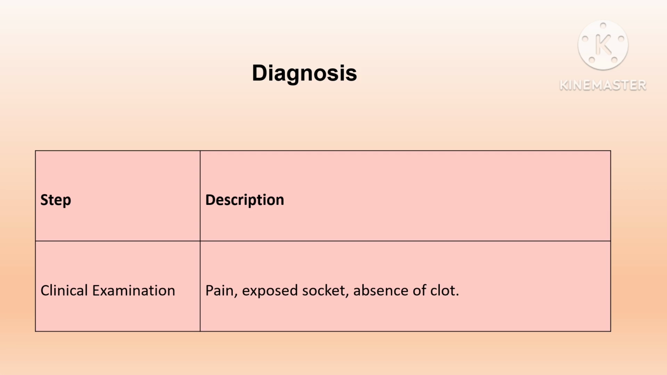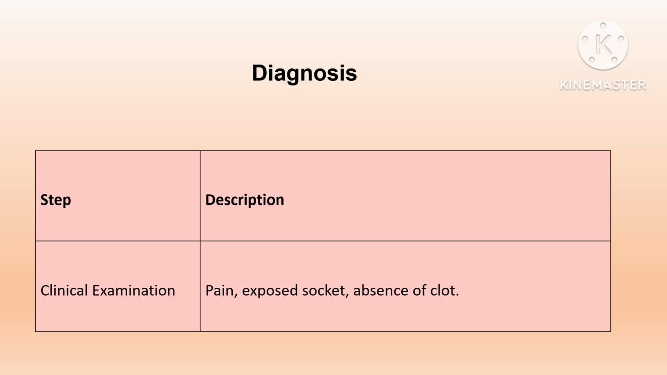Coming to the diagnosis part, the diagnosis is made primarily on the basis of the clinical examination. This involves looking inside the mouth at the extraction site to check for any signs of dry socket. Dry socket is characterized by severe pain starting a few days, or 3 to 4 days to be more specific, after the extraction, and patients typically report sharp throbbing pain in the area which may radiate to the ear, jaw, or temple region.